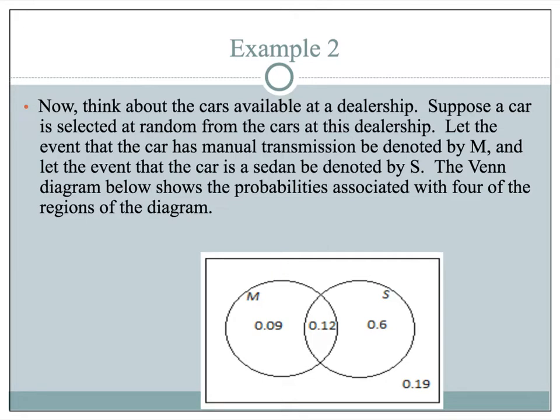So, our big rectangle is representing all the cars at the dealership, also referred to as the universal set. M is our manual transmissions. S, those are sedans. And what do you think that middle area is with the probability of 0.12? That would be a sedan that has a manual transmission. All right, so those are our probabilities.